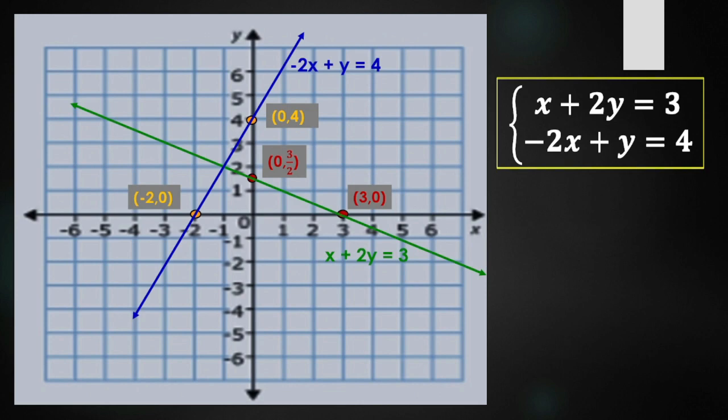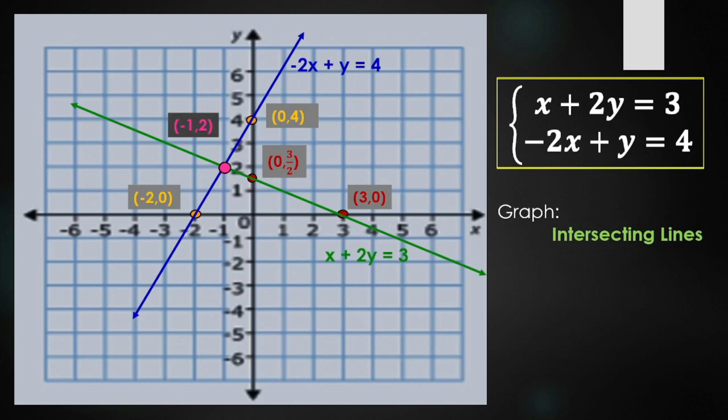Describe the graph of the system. What can you say about the graph? Alright, the graphs are intersecting lines. And when lines intersect, of course, they have a point of intersection. And what are the coordinates of this point of intersection? That is negative 1, 2.